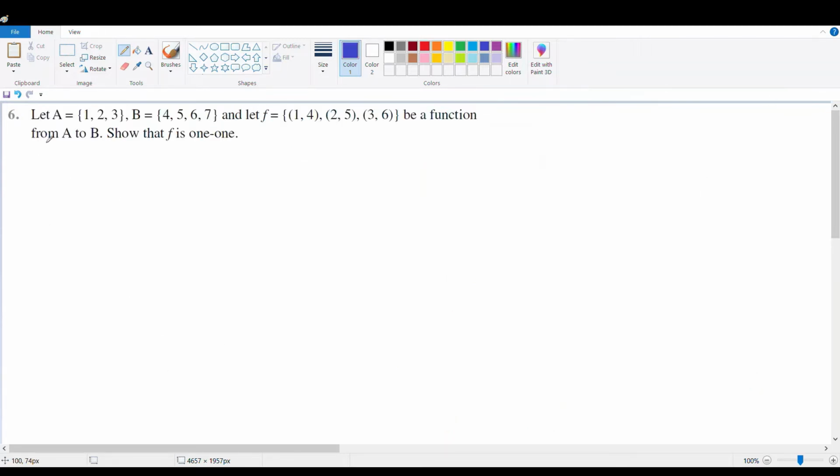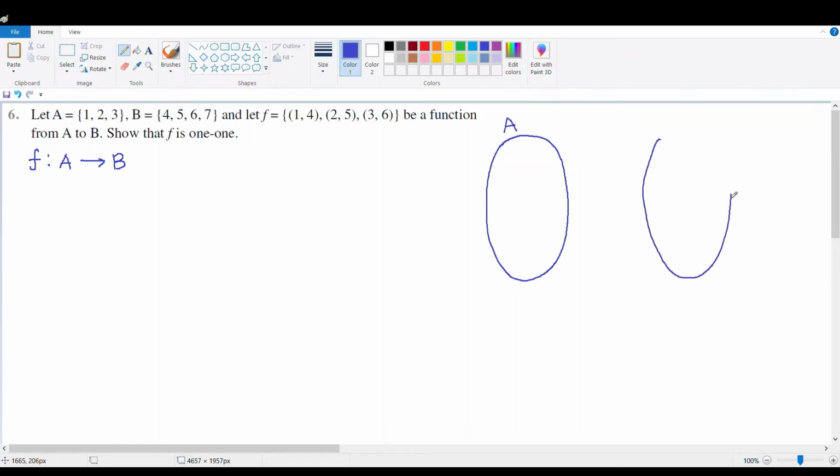Question 6. Let A equal this set and B equal this set, and let f equal {(1, 4), (2, 5), (3, 6)} be a function from A to B. So they are talking about a function from A to B. That means in a diagram, the domain is A and the codomain is B, because the given function goes from A to B. Now we need to show that this function f is 1-1.